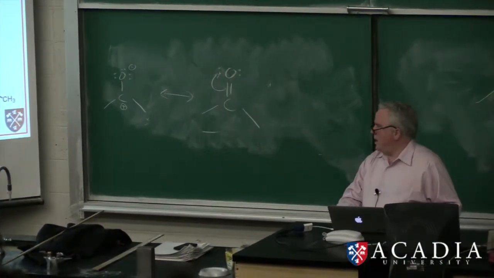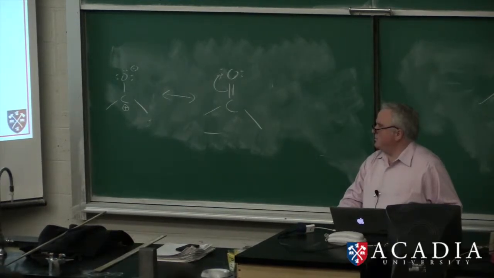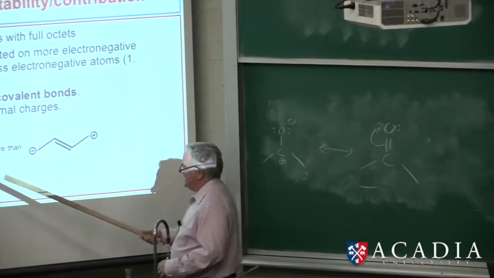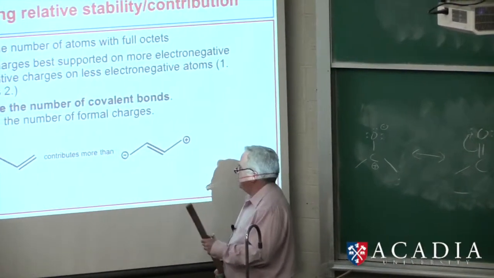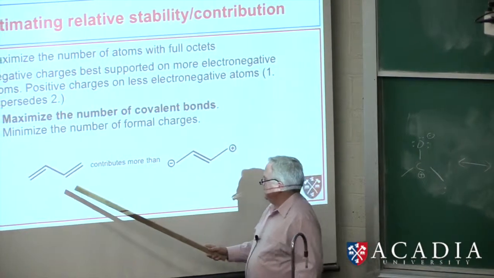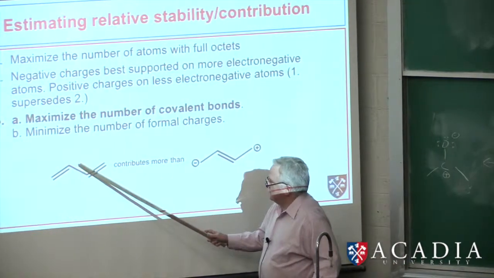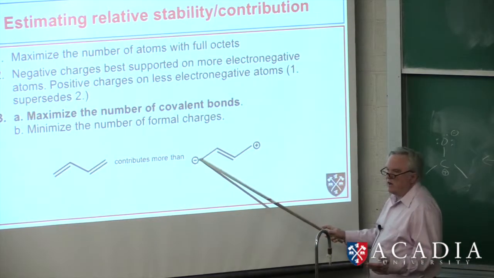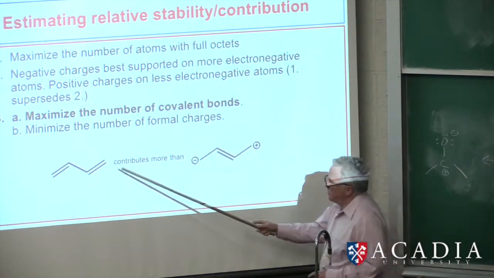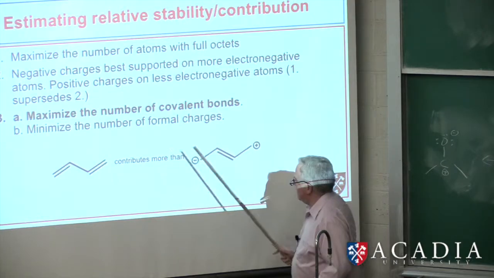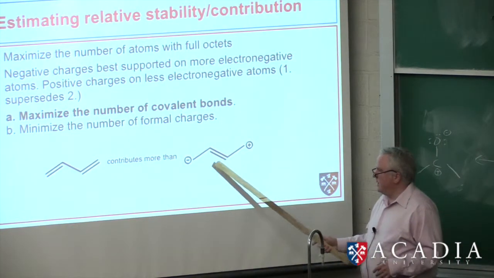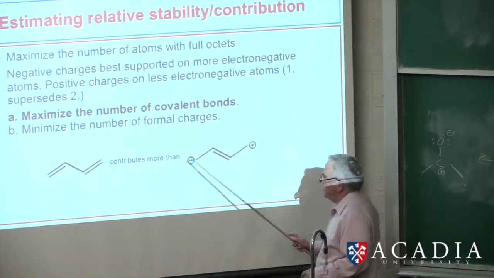Finally, the next one, maximize the number of covalent bonds. So in this case, between these two resonance structures, we could push our electrons by moving arrows to each of those carbons where we have a zwitterionic structure. This one has more covalent bonds because we have 2 pi bonds, and in this one, the resonance structure anyway, we only have 1 pi bond. So this contributes more than this.